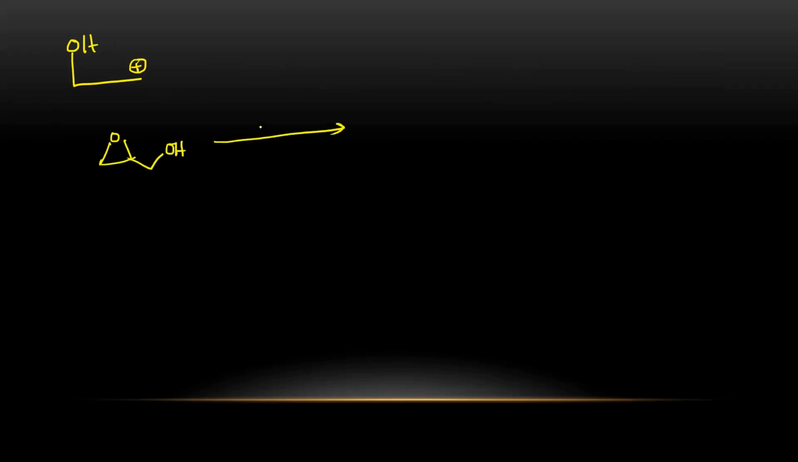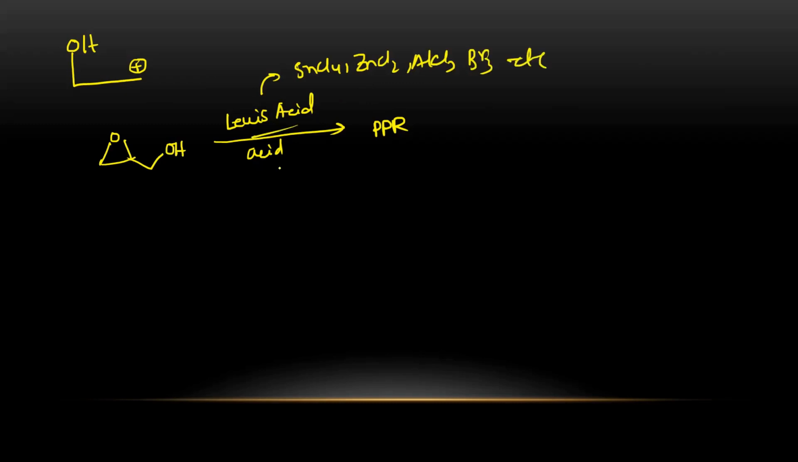if we treat it with Lewis acid or acid, it undergoes Pinacolone rearrangement. Lewis acids can be SnCl4, ZnCl2, AlCl3, BF3, etc. So normal Lewis acids or any acid. What will happen? First, in case of Lewis acid the metal, and in case of acid H plus, will coordinate to this center.